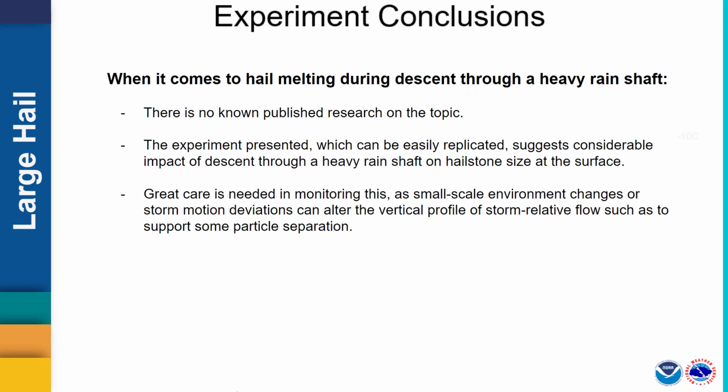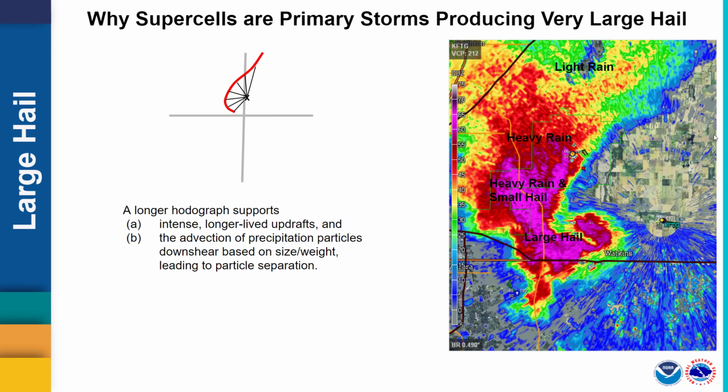Great care is needed in monitoring this, however, as small-scale environment changes or storm motion deviations can alter the vertical profile of storm relative flow, such as to support some particle separation. From all this, it should be no surprise that supercells associated with longer hodographs represent the favored convective mode for large hail, especially golf ball size or larger.